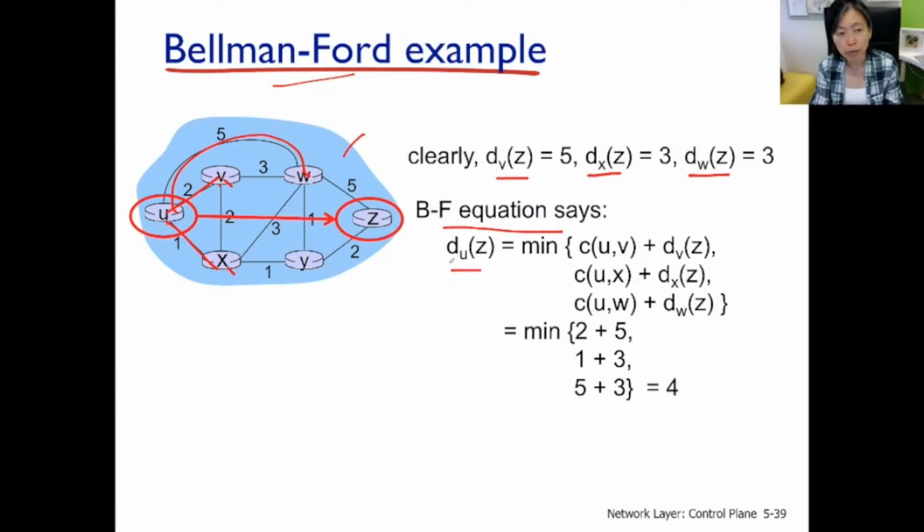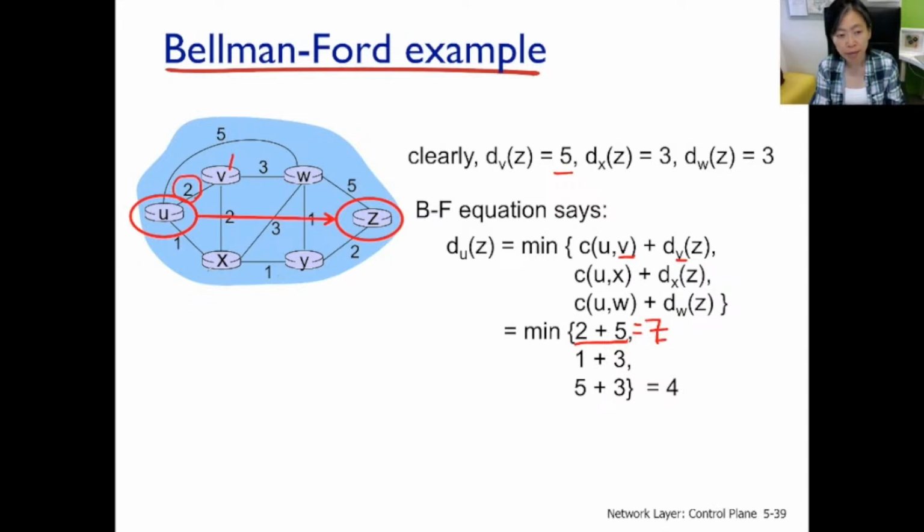So we'll be going through all three neighbors one by one. Let's take the first neighbor V. The link cost from the source to V is 2, and dVz is 5. So we have 2 plus 5 here. From U to Z through V, the cost is 7.